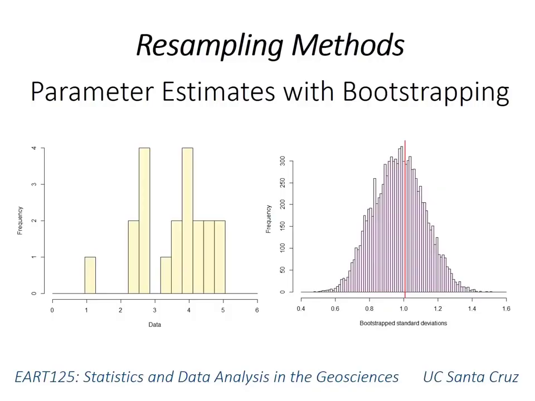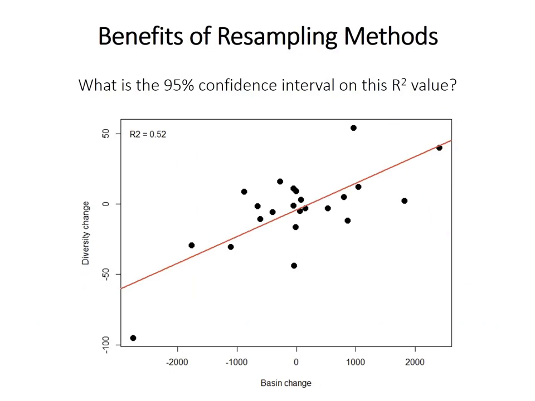This video is the first introducing a very powerful group of techniques called resampling methods, which includes something called bootstrapping. So first we'll focus on using bootstrapping and these methods to estimate uncertainty, like confidence intervals, on a single parameter. So let's start with a motivating question, like this one: what is the 95% confidence interval on this R squared value? We calculated R squared was 0.52, but what's the uncertainty? There isn't a standard calculation for this, but we can use a resampling method to get this information. They turn out to be extremely flexible and powerful techniques, and you can use them for almost anything that you want to do.